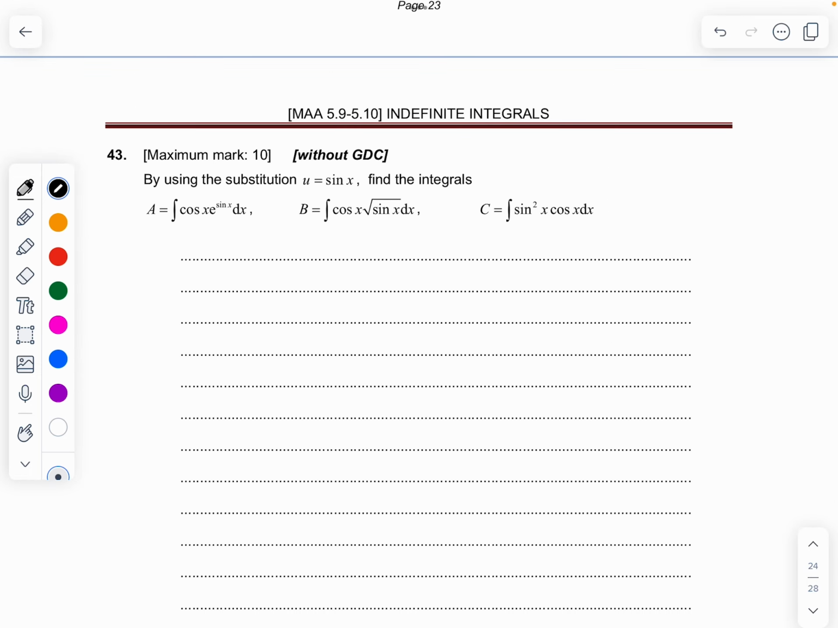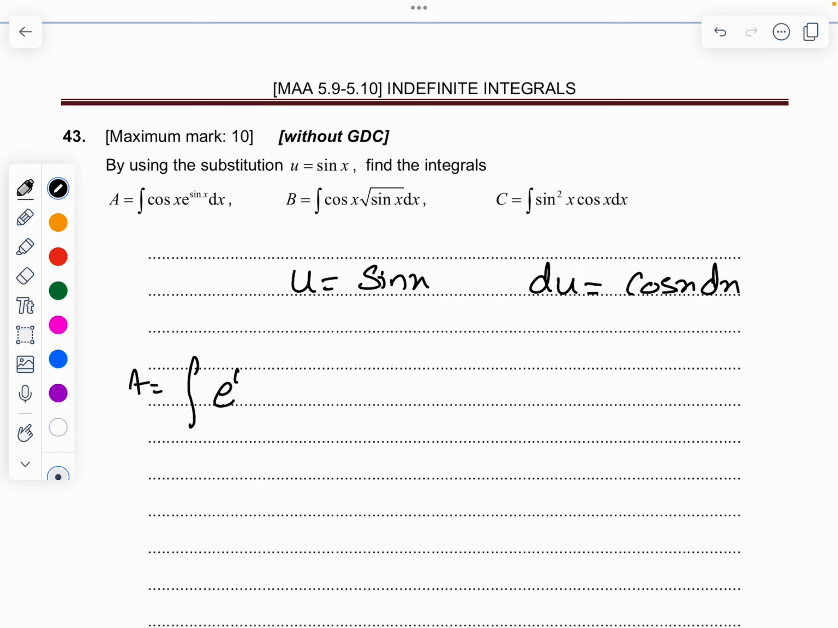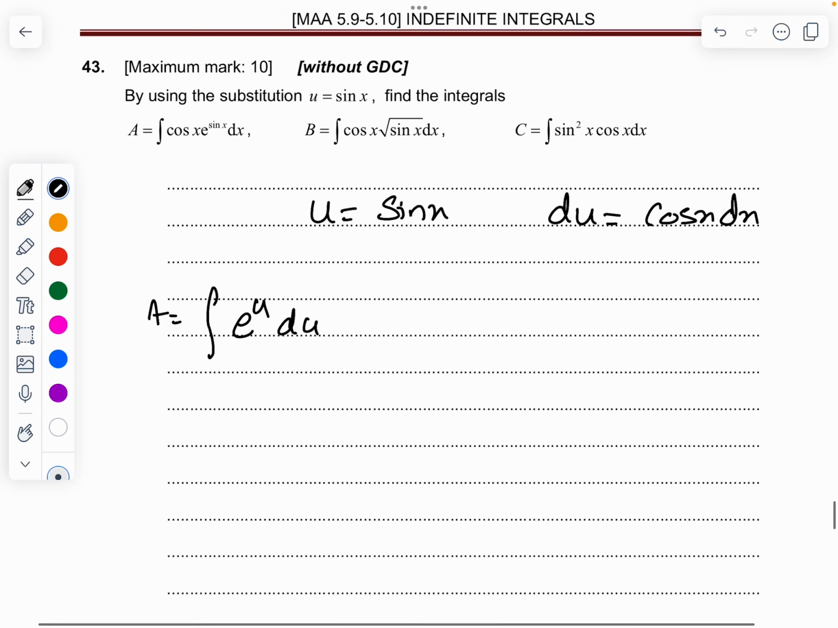Question number 43. So u equals sin x. For all the questions, u equals sin x. So what will du become? cos x dx. So first one, a, will become the integral of e power u du. e power u du will become e power u plus c, which is e power sin x plus c.